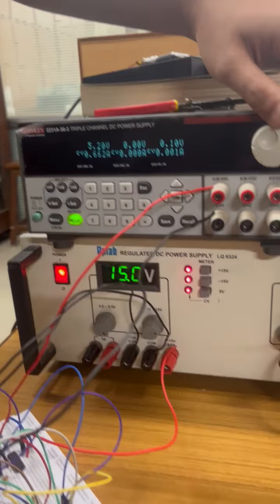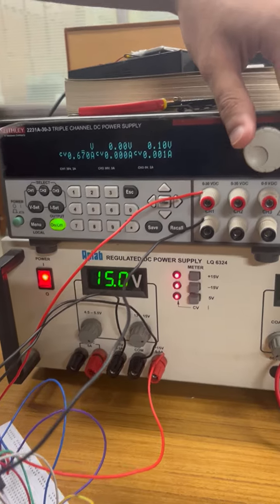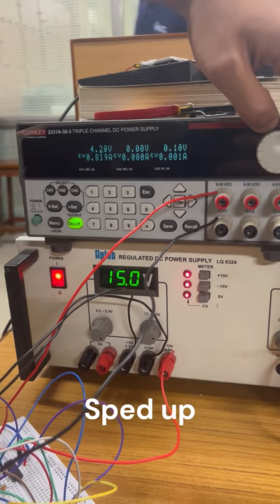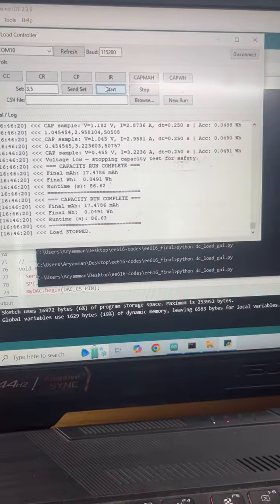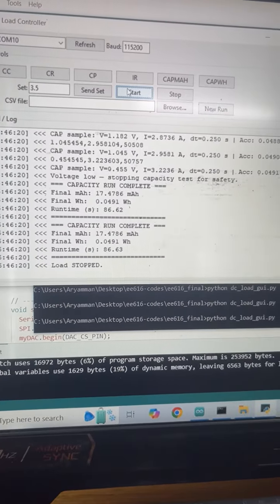As you can see, the battery will discharge. As you can see, the load has now stopped, and we get a final capacity of around 2.05 watt hours.